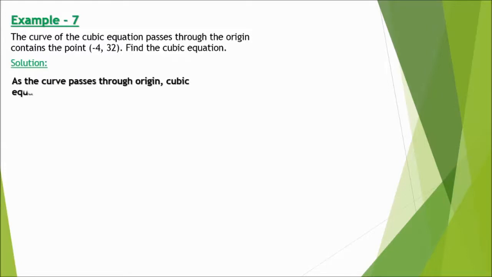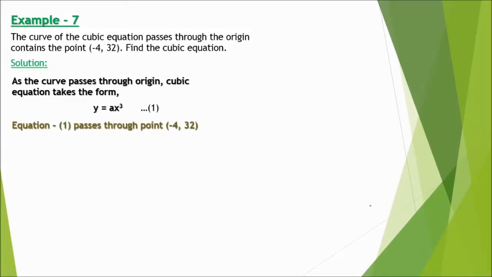As the curve passes through the origin, the cubic equation takes the form y equals ax³, isn't it? Now this equation, which is our equation 1, passes through the given point. This x will be replaced by -4 and y will be replaced by 32. So this point must satisfy the equation. The simple meaning is, if a point lies on the equation, then it must satisfy the equation. The values of x and y must take the values of the point.